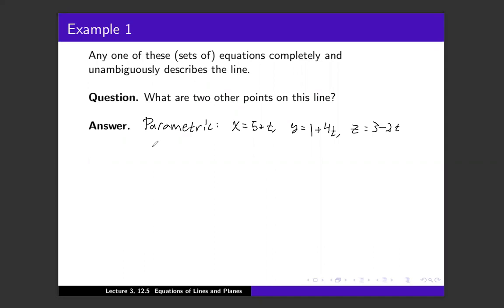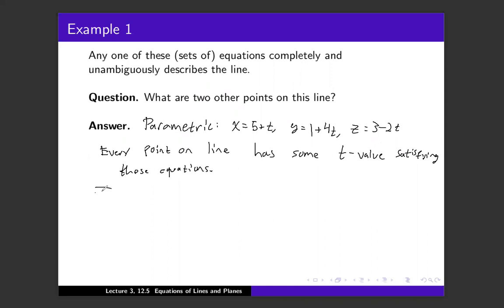Well, we know in this case that every point on the line has some t value satisfying these equations. So in particular, what that tells us is that what if we take t equals 1?